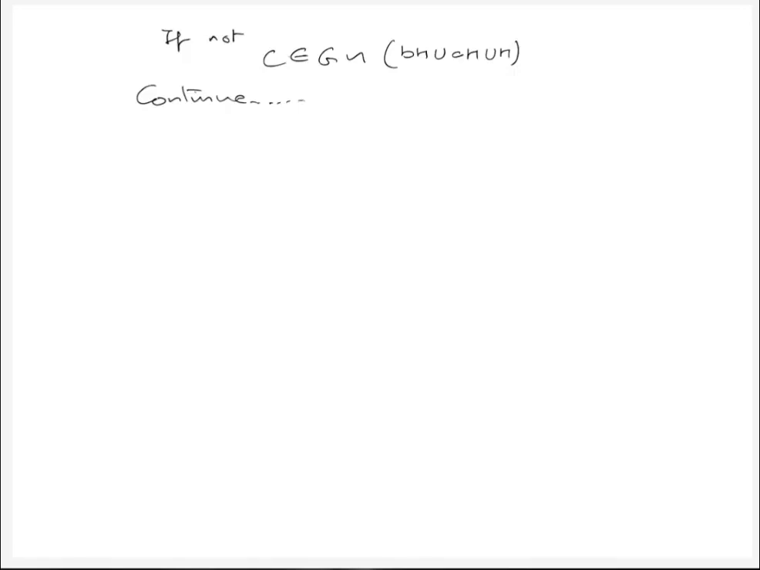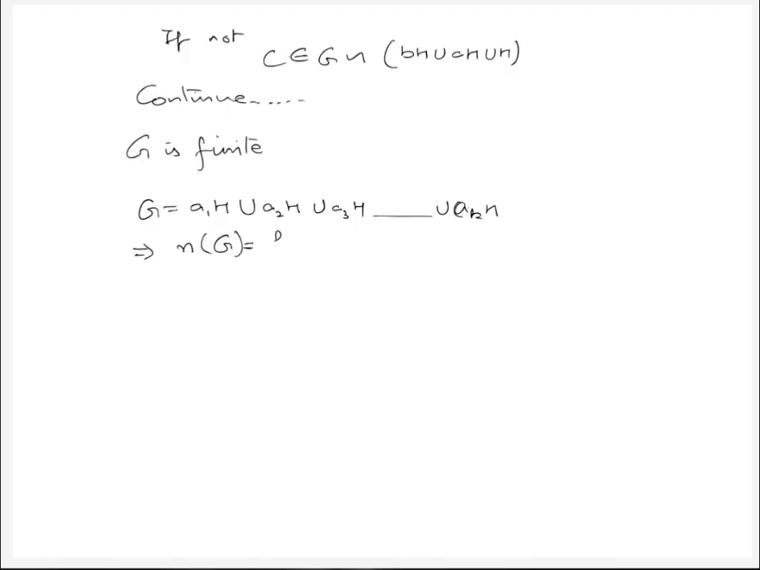We will see that we come to a point, as G is finite, such that G equals a1H union a2H union a3H, and so on, union akH. That means the number of elements in G equals k times the number of elements in H. So the theorem follows, that is, m divides n.